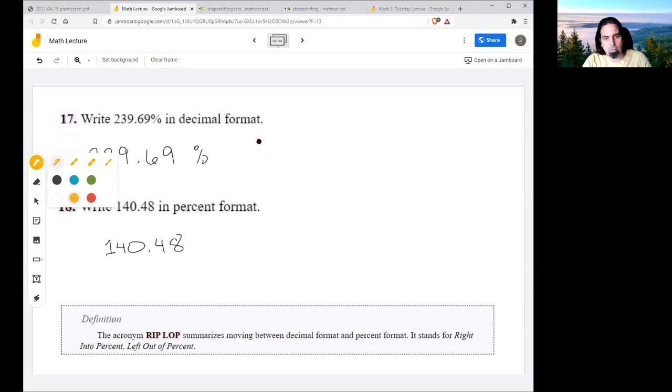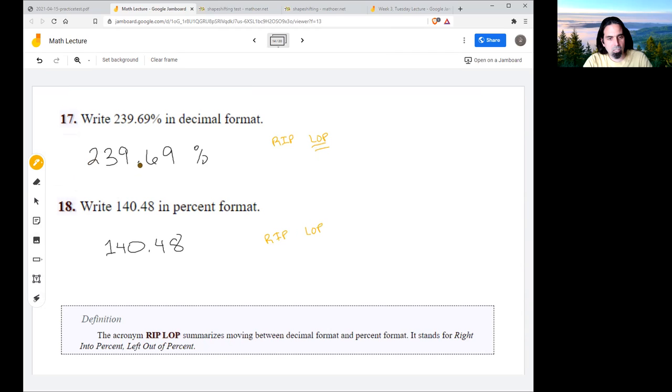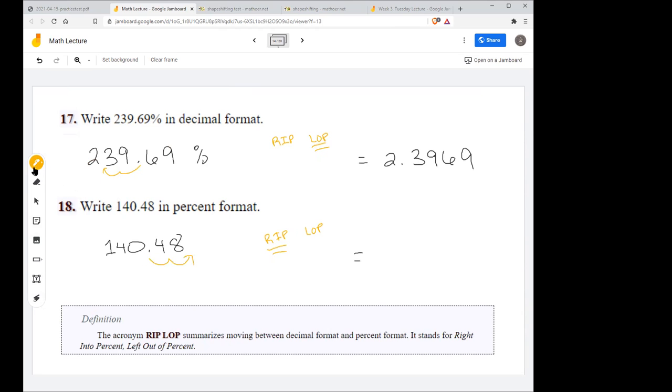So for the top one, into percent or out of percent? Out of percent. So left, out of percent. For the bottom one, into percent or out of percent? Into percent. So to the right. Ta-da, quick and easy.